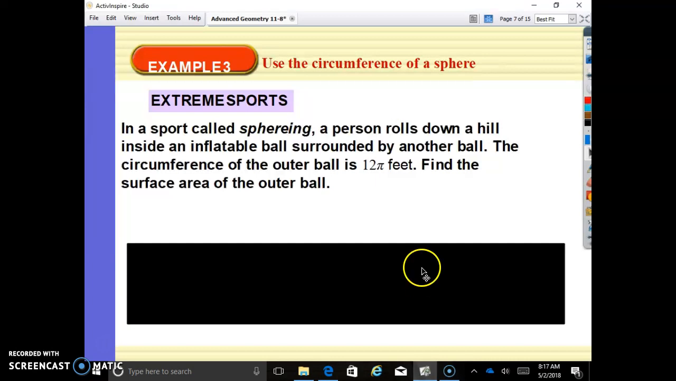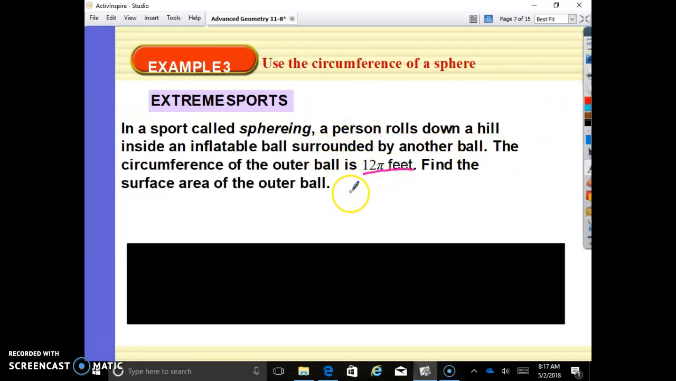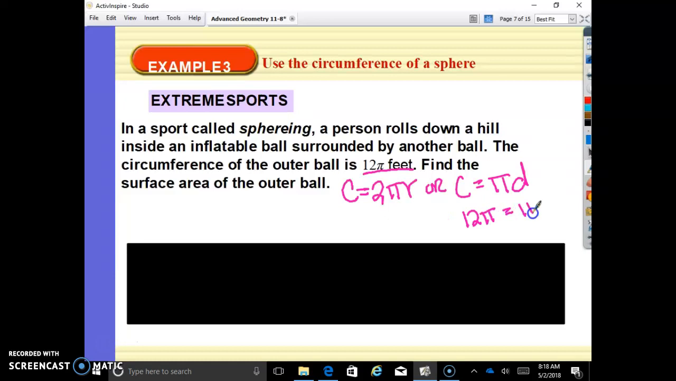So on this one, we have a circumference of 12 pi. Do you guys remember what the formula for circumference is? Circumference equals 2 pi r, or circumference equals pi d, because 2 times the radius is the diameter. So if 12 pi equals pi d, when you divide by pi on both sides, it's gone, your diameter is 12. So if your diameter is 12, your radius is 6.